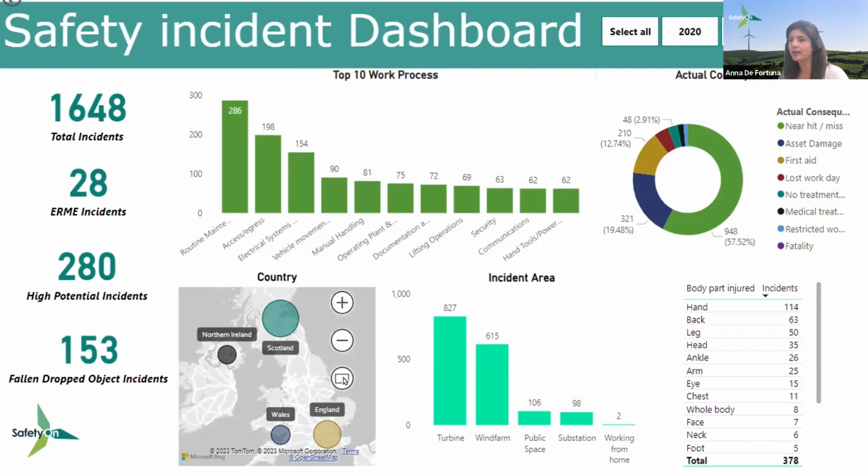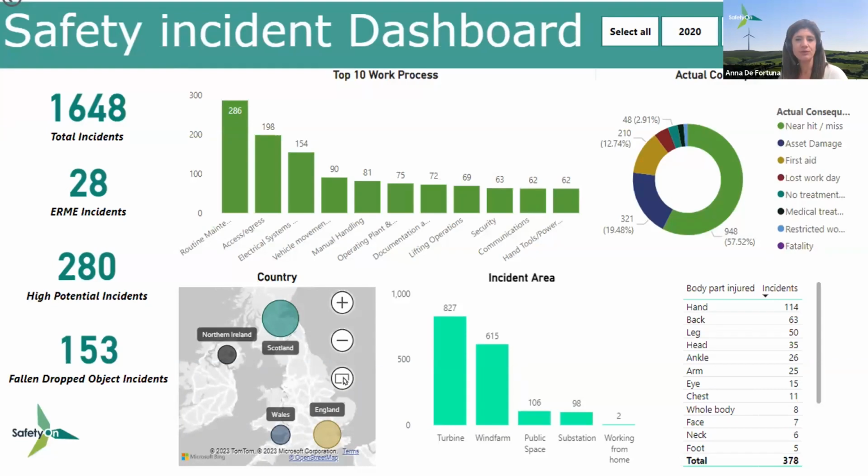You can see on here that 280 incidents were reported as high potential. So high potential incidents are defined by SafetyOn as incidents or near misses that had the potential to cause a fatality or a life-changing injury. Categorization as a high potential incident should be based on a credible scenario, not based on a worst case scenario.